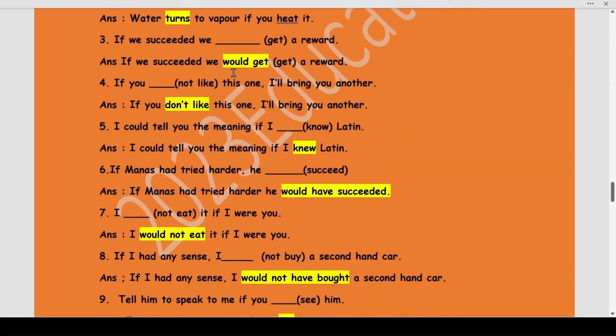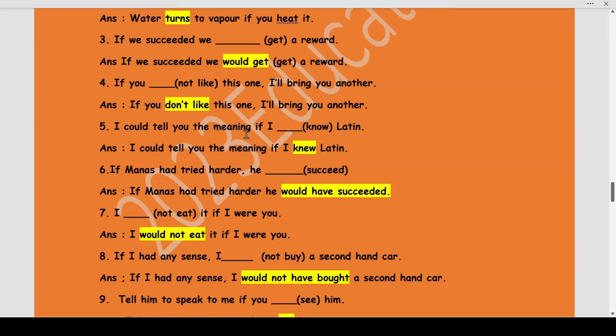Now here we use the modal verb would followed by the base form of the verb get. If you do not like this one, I'll bring you another. If you don't like this one, I'll bring you another. Now based on this clause only, he is saying that I'll bring you another. So not like means if you don't like.